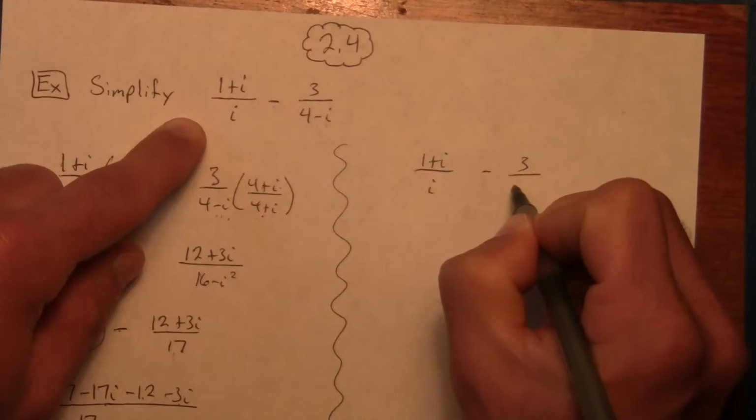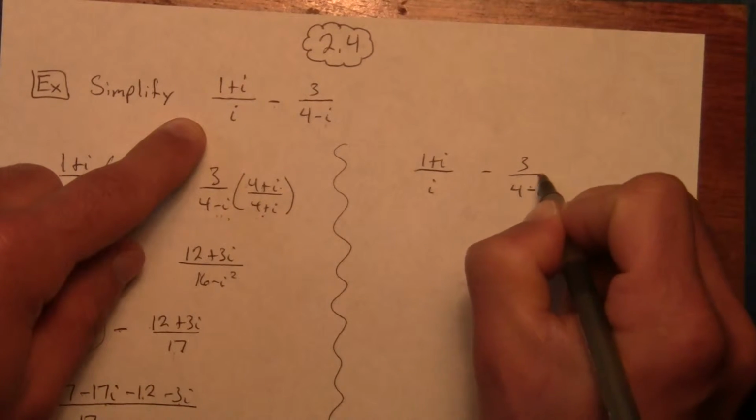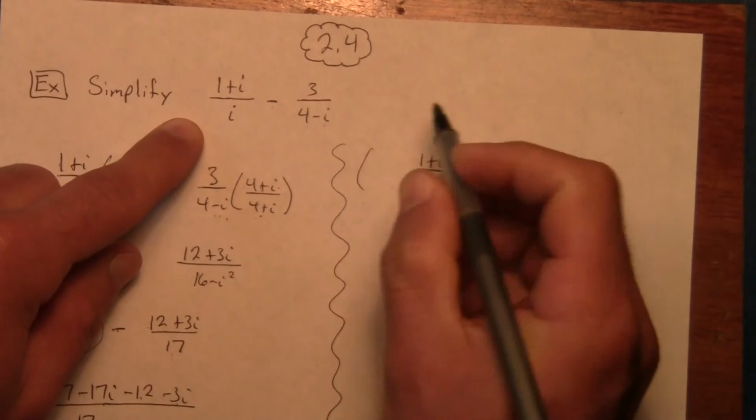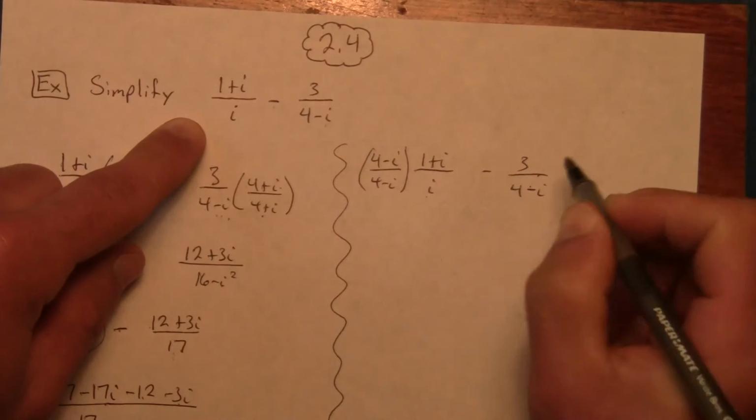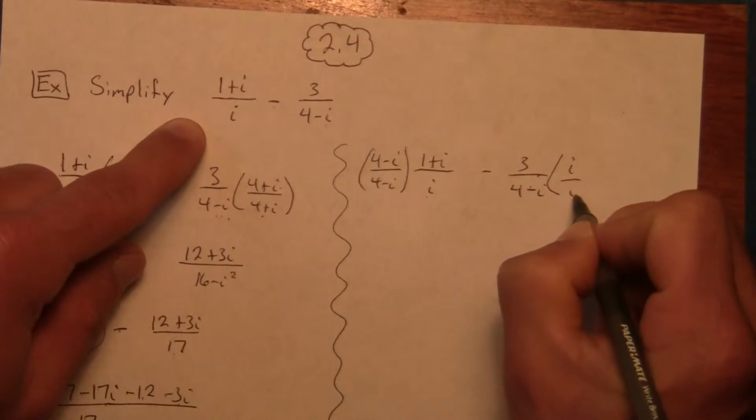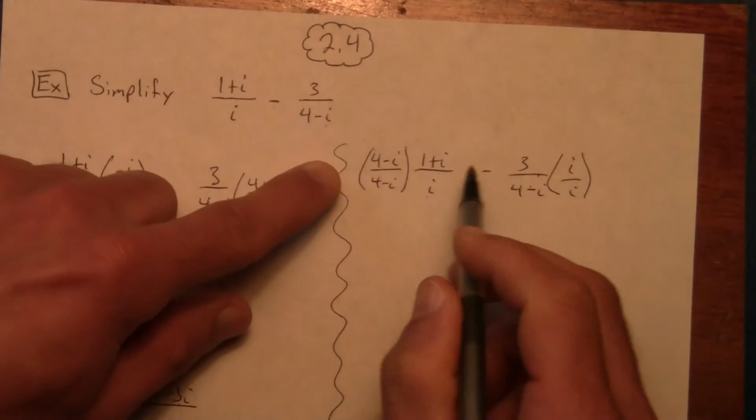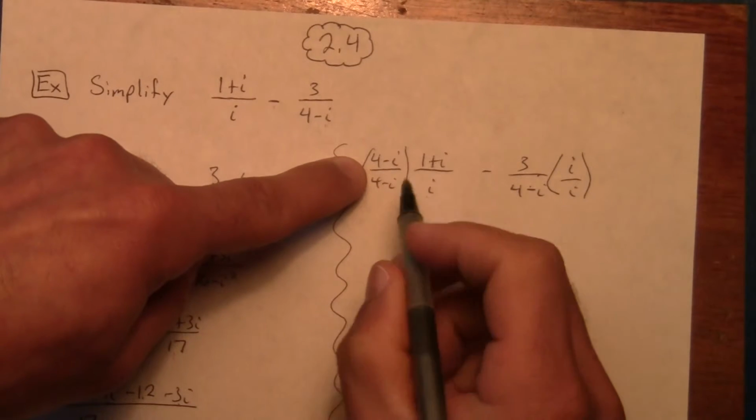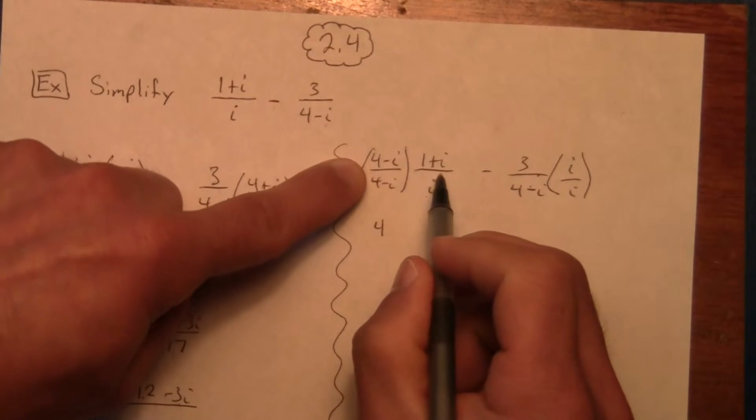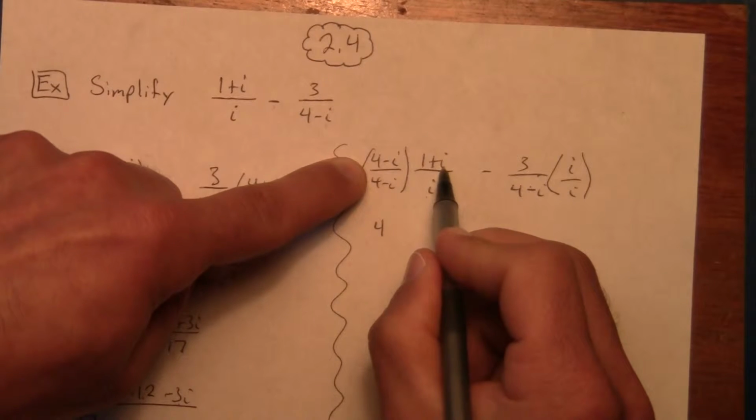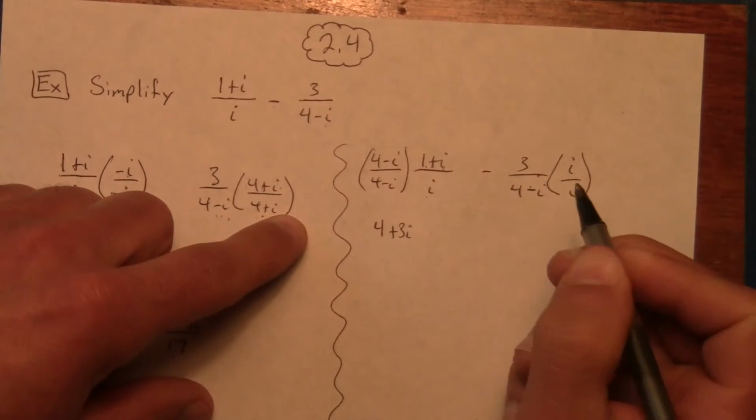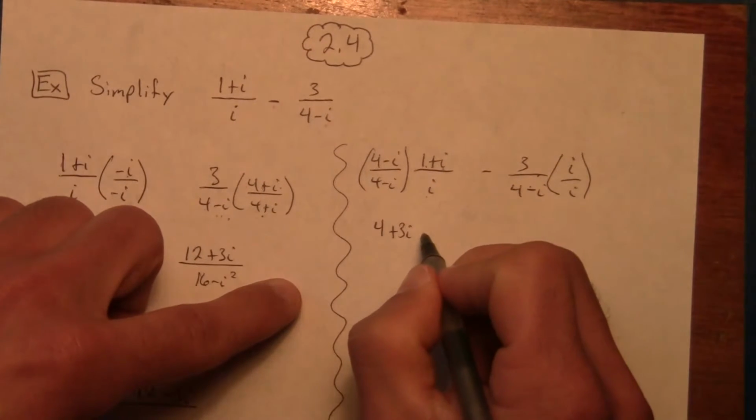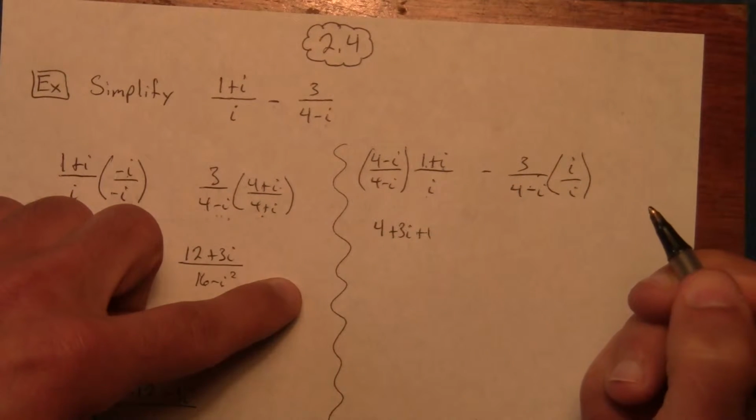So my common denominator looks like I would have to multiply this term by 4 minus i over 4 minus i, and this term by i over i. And so multiplying the numerator out here, it looks like I'm going to get 4. The outsides give me positive 4i, insides negative 1i, so a total of positive 3i. And then the last gives me negative i squared, which I know is technically plus 1.